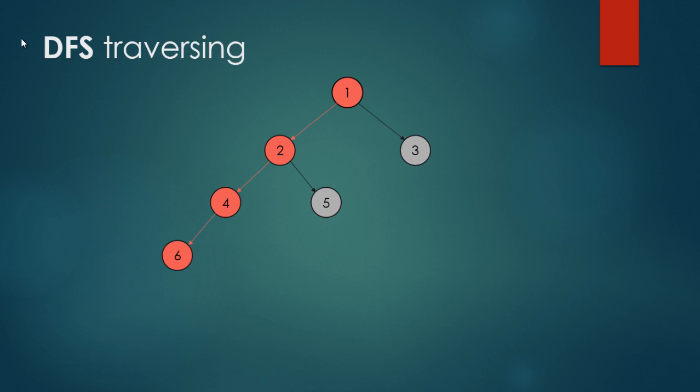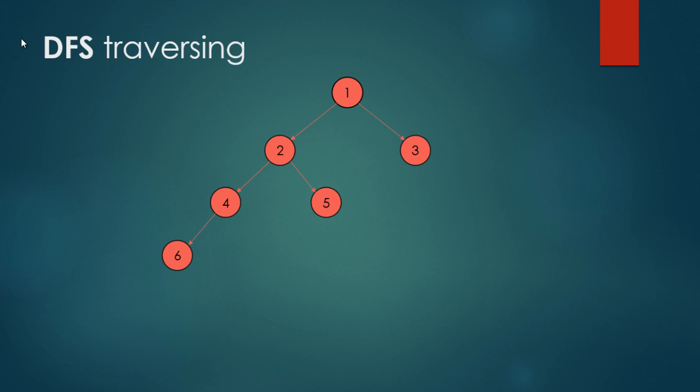So we backtrack to node 2 and try to visit its right child, and it has a right child, so we visit it. We backtrack to the root and try to visit its right child. It has a right child, so we visit it. So it's kind of let's go as deep as possible and then backtracking and backtracking and backtracking. So that's the main difference between breadth first search and depth first search.